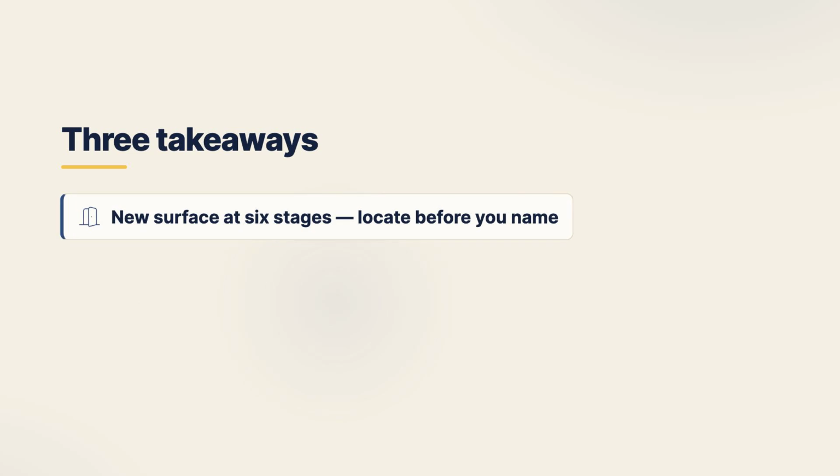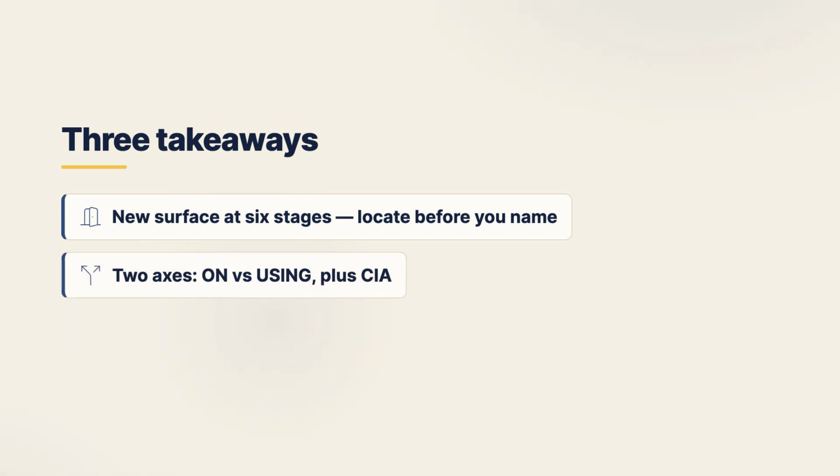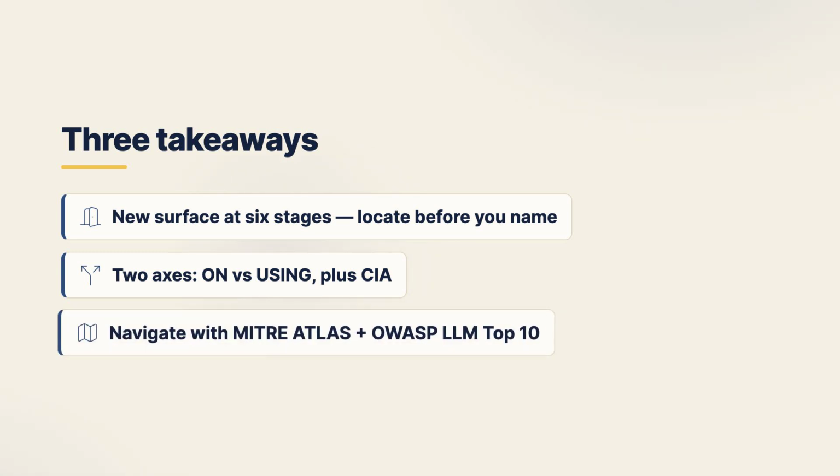Let me leave you with three takeaways. One: AI adds new attack surface at six stages: data, training, model and weights, the pipeline, the inference endpoint, and the surrounding app and agents. Learn to locate a threat before you name it. Two: keep two axes straight: attacks on AI versus attacks using AI, and the CIA triad reimagined for models, where integrity is where the novel risk lives. Three: we navigate with two maps: MITRE ATLAS for adversary behavior, and the OWASP LLM Top 10 for application risk.